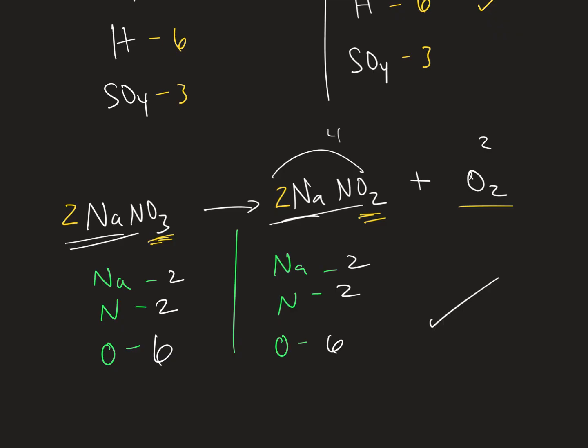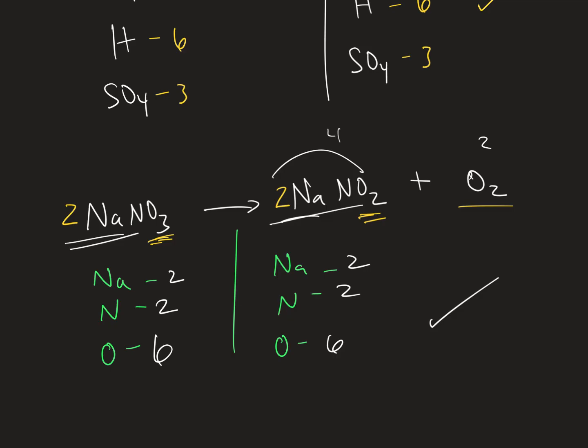Wasn't too bad if we do it that way, was it? How were you going to do it without putting the 2 in the front of NaNO2 on the right side? Were you not going to do that?